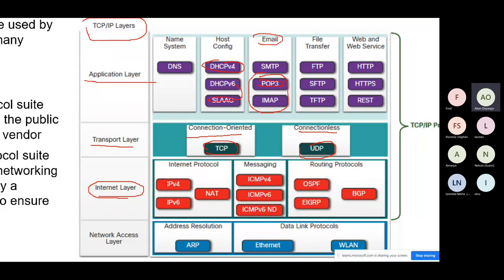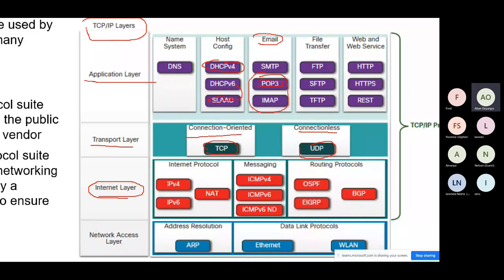Under routing protocols, we have so many protocols. We have OSPF, which is Open Shortest Path First. We have EIGRP, Enhanced Interior Gateway Routing Protocol. We have others like BGP. BGP is Border Gateway Protocol. We have others like RIP. RIP does not mean rest in peace. It's a protocol which is Routing Information Protocol. We have IS-IS, which is Intermediate System to Intermediate System.